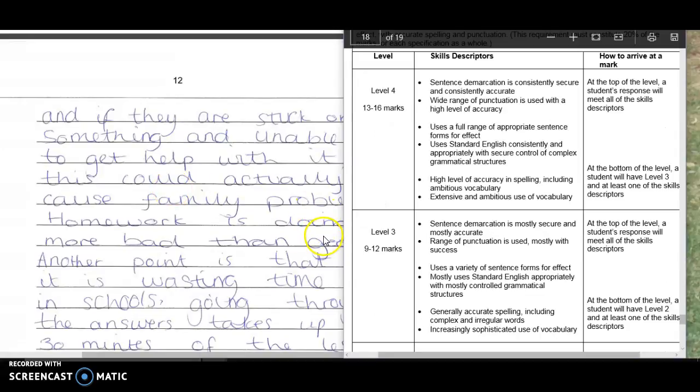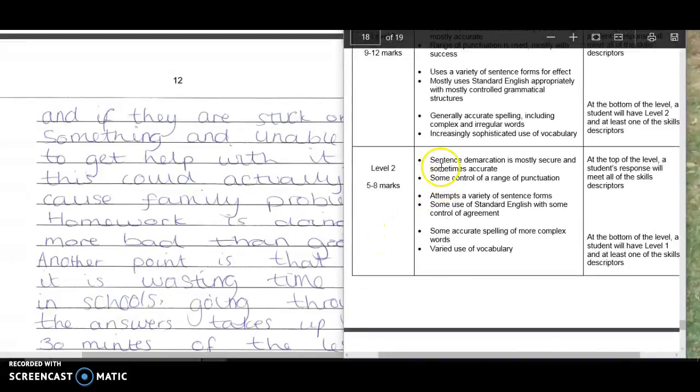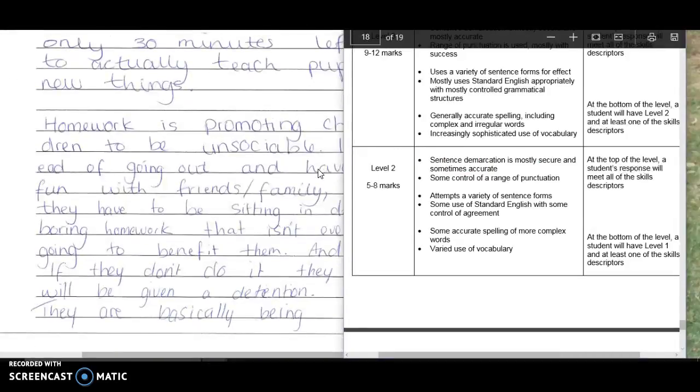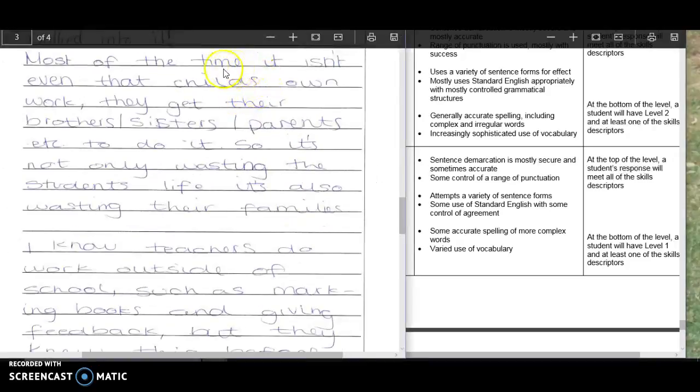If we move on to look at the mark scheme for the technical side of your writing, we've got level 2 here. Sentence demarcation is mostly secure and sometimes accurate, and there is some control of a range of punctuation. Now there are some missing apostrophes, for example here we should have an apostrophe there, and I had a full stop here when you start the next sentence with so. So is a conjunction, so it should join the sentences together. So that should really be one sentence, although it probably would be a longer sentence. You might need to look at changing that slightly.